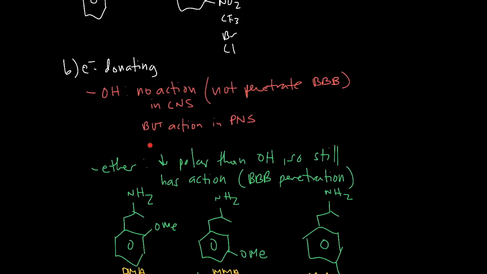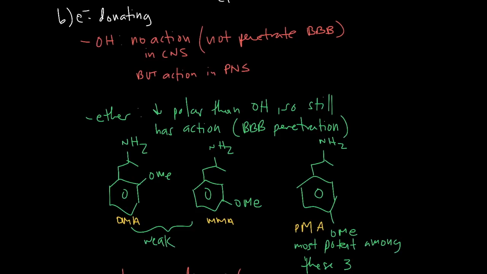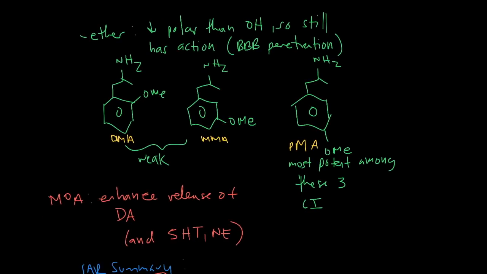However, it does produce actions in the PNS, the peripheral nervous system, because the PNS does not necessarily need lipophilic compounds. However, adding an ether, which is less polar than hydroxyl but still polar, allows the molecule to still penetrate the blood-brain barrier. However, they're not as potent as amphetamines. So ethers, which is over here, an O-methyl group, are less potent stimulants than amphetamine.